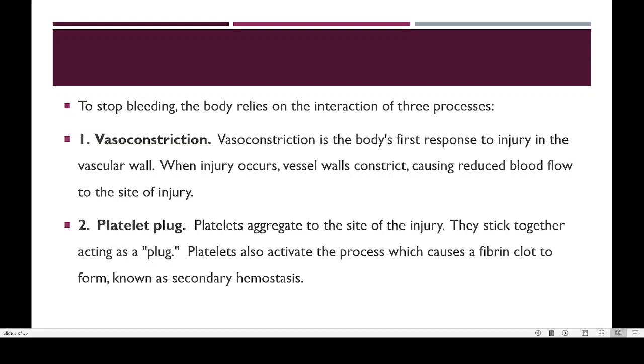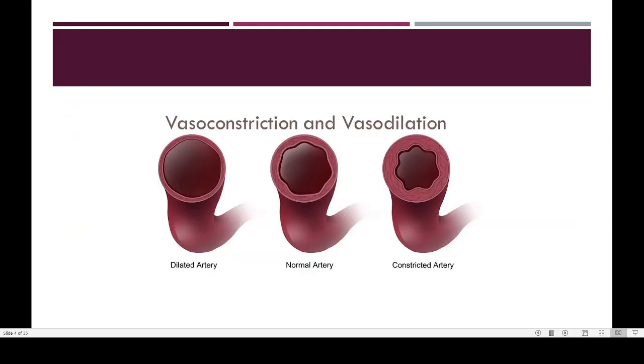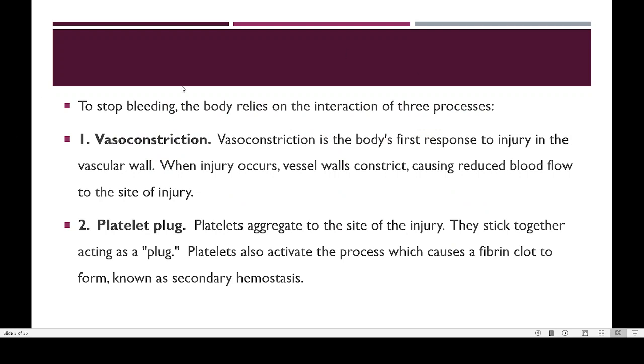So that is one adaptation by which our body is trying to reduce the amount of blood lost from our body, and that process is known as vasoconstriction. Here you can see that when an injury occurs, the vessel wall constricts, causing reduced blood flow. So in order to reduce the amount of blood lost from your body, the blood vessels will be contracting or constricting at the site of injury.